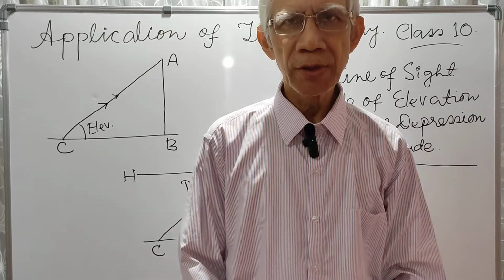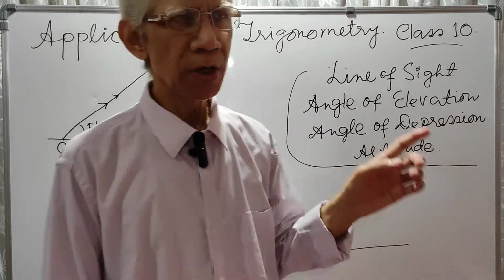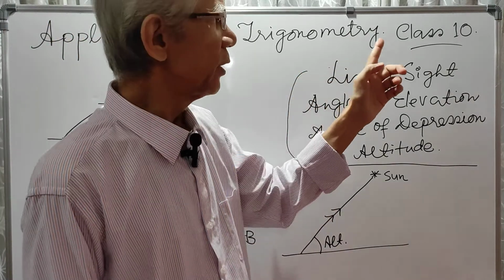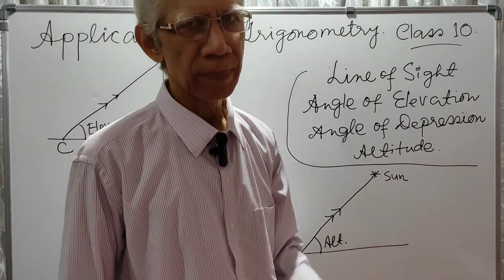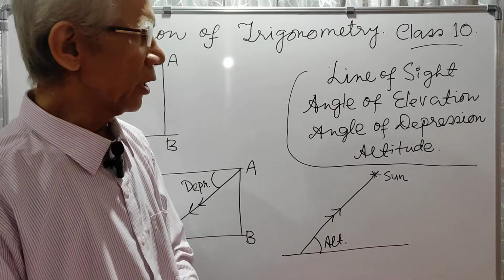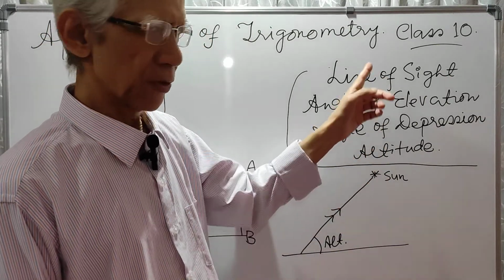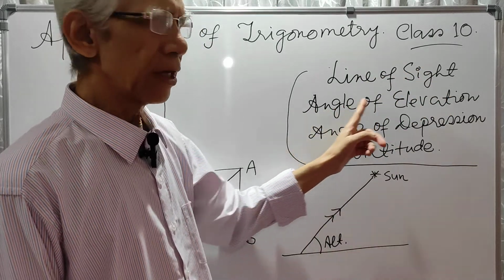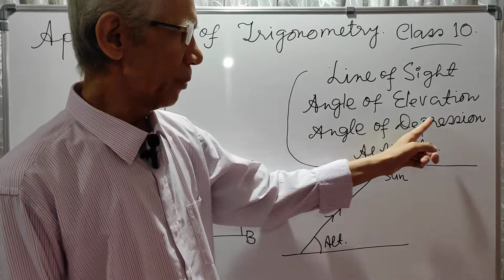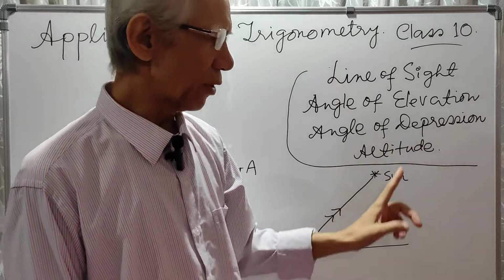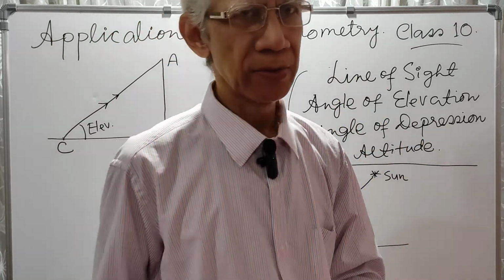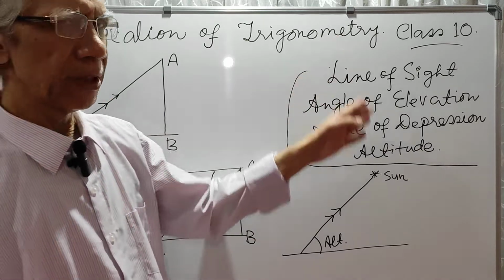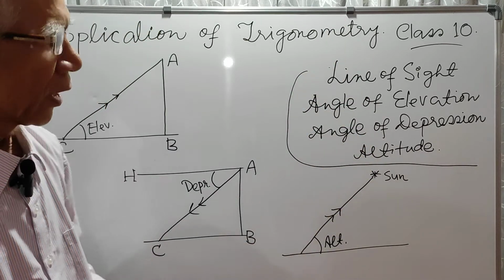My dear students, today I am going to discuss this topic, application of trigonometry. This is included in the syllabus of class 10. First of all, you have to know these important terms: line of sight or line of view, angle of elevation, angle of depression, and altitude of sun, altitude of star, like that. So let me explain with these diagrams the meaning of these important terms.